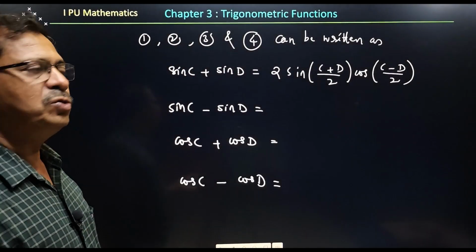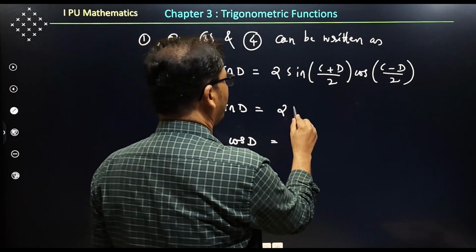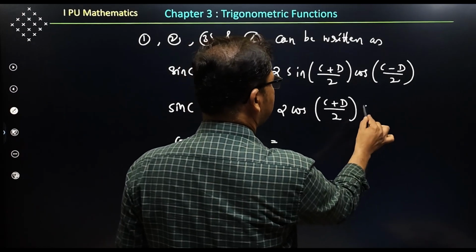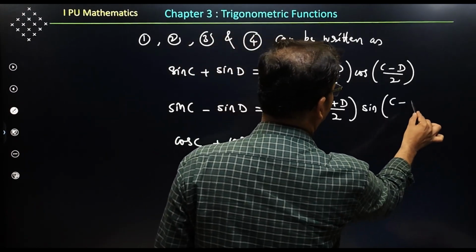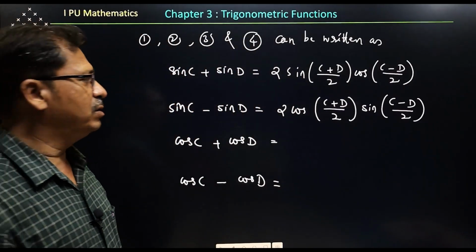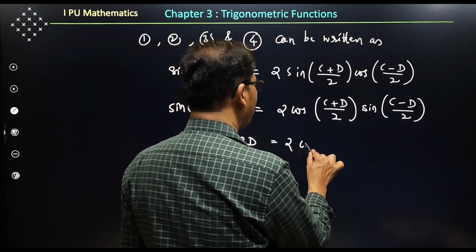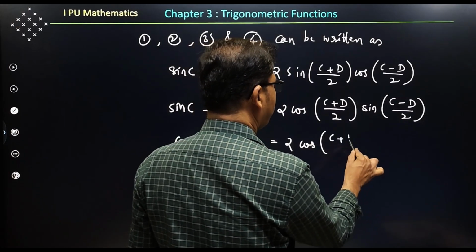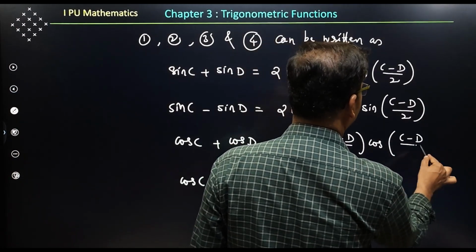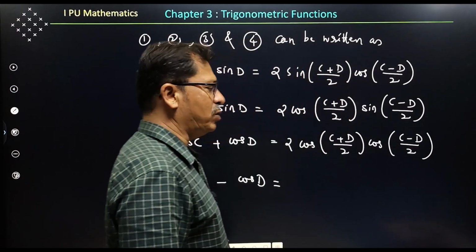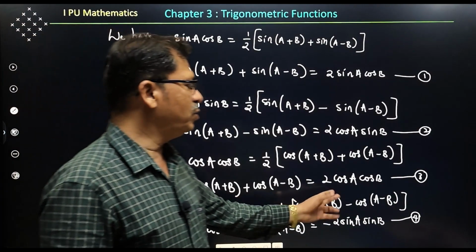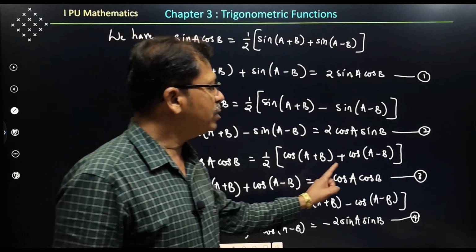Sin c minus sin d is 2 cos into sin. So 2 cos of c plus d divided by 2 into sin of c minus d divided by 2. Okay. Cos c plus cos d is 2 cos of c plus d divided by 2 into cos of c minus d divided by 2 here. Cos into cos, you see here: 2 cos a cos b.